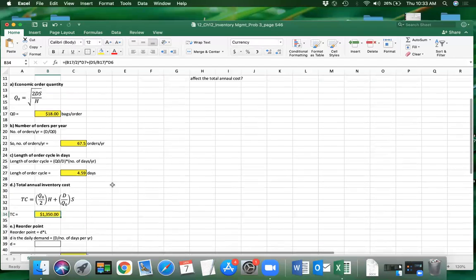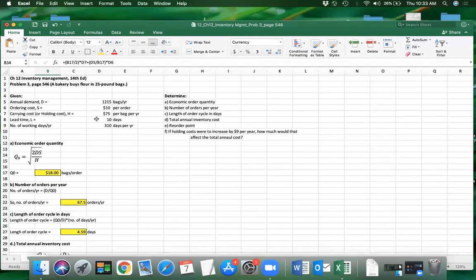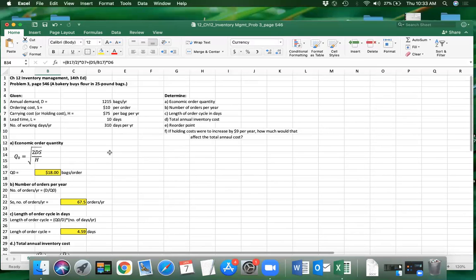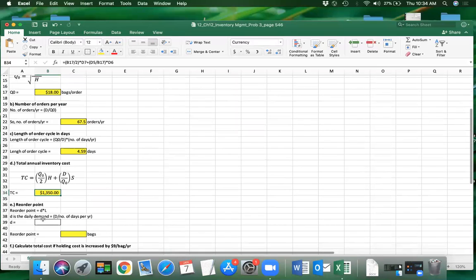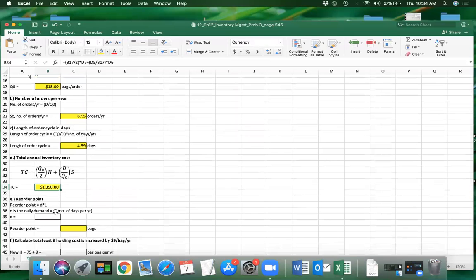First of all, I know it's going to take 10 days, and if I find the daily demand, how many bags do I need every day? Then I can simply multiply it by 10 days. That will give me 10 days worth of inventory I need to maintain. So how would you find the daily demand? Well, we have been given the annual demand and we know the number of days per year. So that should give me the daily demand. So daily demand is going to be annual demand divided by number of days per year.